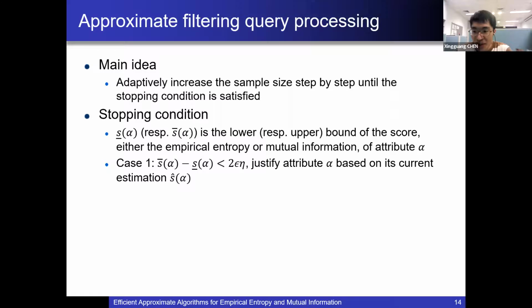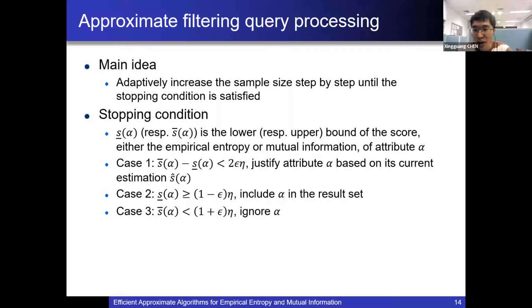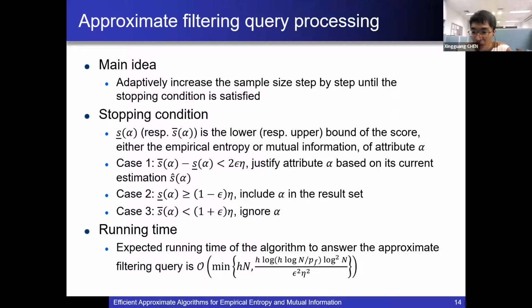The stopping condition includes 3 cases. In case 1, if the lower and upper bounds are close enough, we return attribute alpha based on its current estimation. In case 2, when the lower bound is large enough, include alpha in the result set. In case 3, when the upper bound is small enough, ignore alpha. The expected running time of the algorithm to answer the approximate filtering query is as follows. It's linear to 1 over the square of eta.